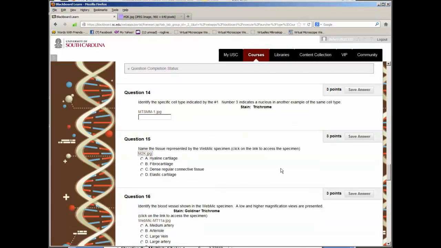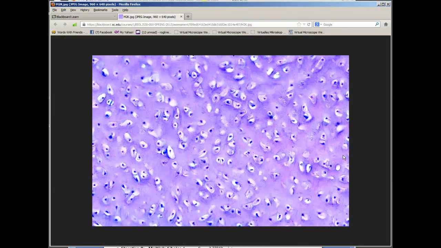Here we have name the tissue represented by the web-like specimen in question 15. And you're given choices of 3 types of cartilage and 1 type of connective tissue, dense regular connective tissue. So let's take a look at that. And you say, okay, you have an overall kind of bluish staining, and you see these spaces with little dots in them, and those are nuclei. Sometimes you can see some cytoplasm here.